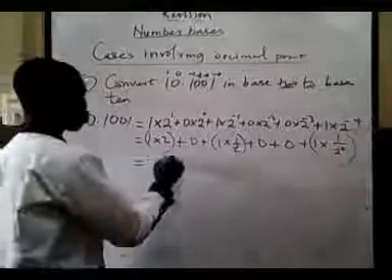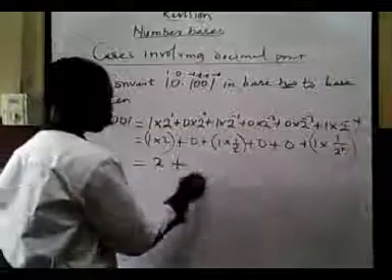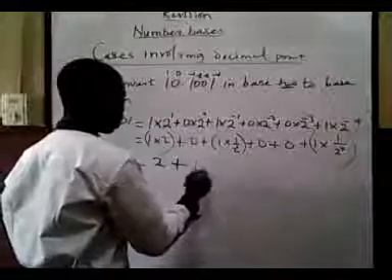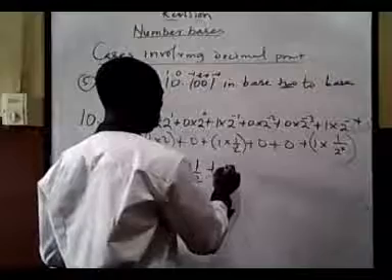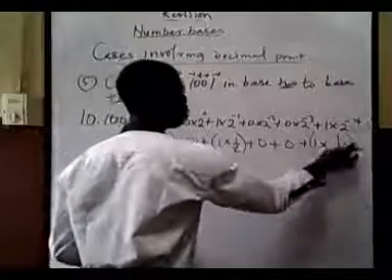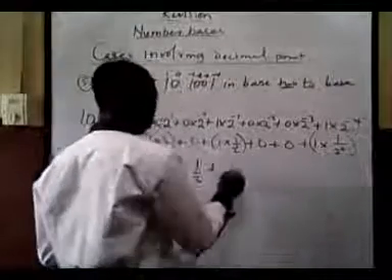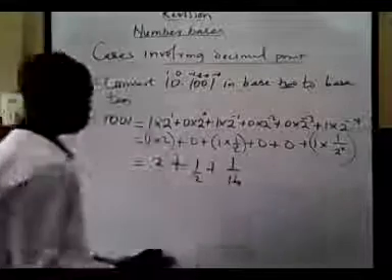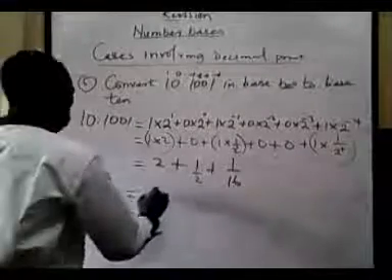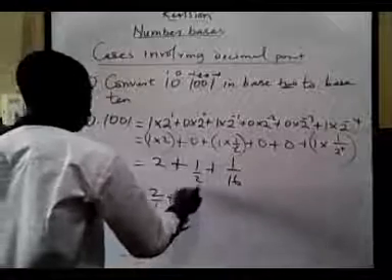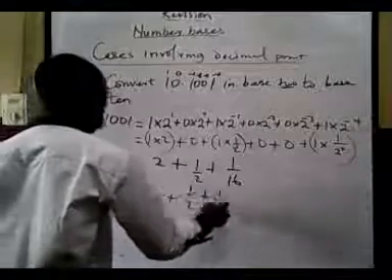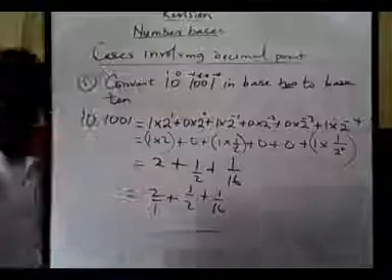So 1 times 2 is 2. 0 is not going to work. 1 times half is half. 0 will not work. 1 times 1 over 2 raised to power 4. 2 raised to power 4 is 16. So that's 1 over what? 16. So I'm having 2 over 1 plus 1 over 2 plus 1 over 16. I can add everything together now.